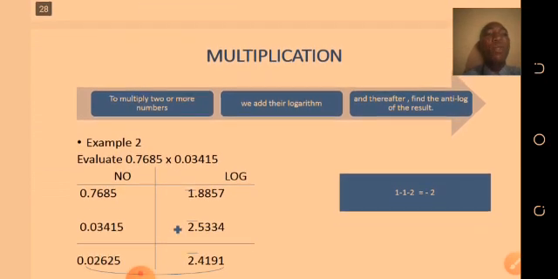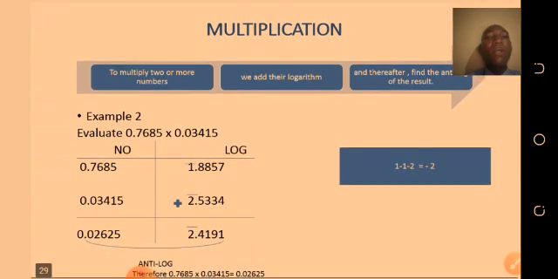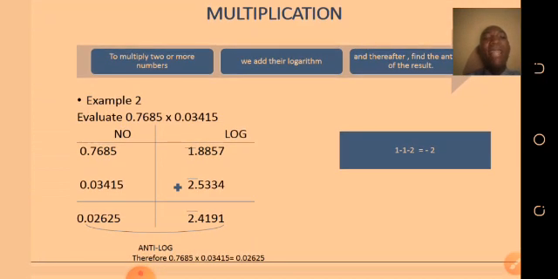Let's see example 2. Example 2 is evaluate 0.7685, and you are multiplying it with 0.03415. You arrange it. On the left hand side, we have 0.7685. And the second one, which is 0.03415. You find the characteristics. The characteristics of that one will give you bar 1. And when you check 76 under 8 difference of 1, you get 8857.